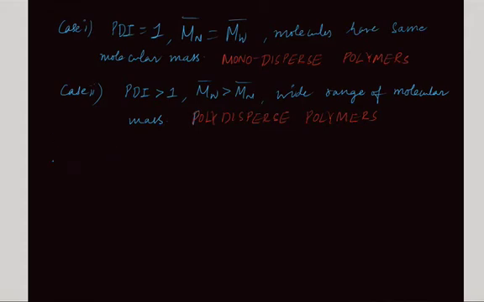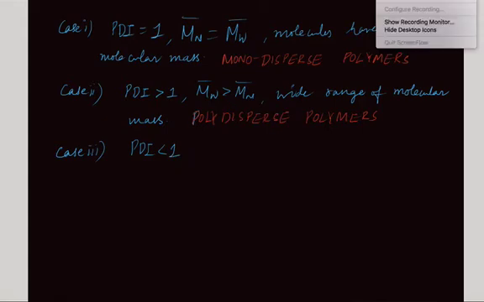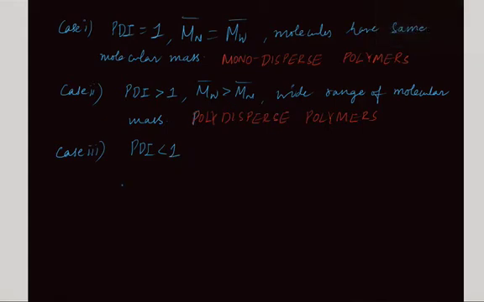Well, then we have case 3, which suggests if PDI is less than 1. Well, this case 3 is a hypothetical case, so we will not be discussing it. As of now, we have seen two things: monodisperse polymers and polydisperse polymers.